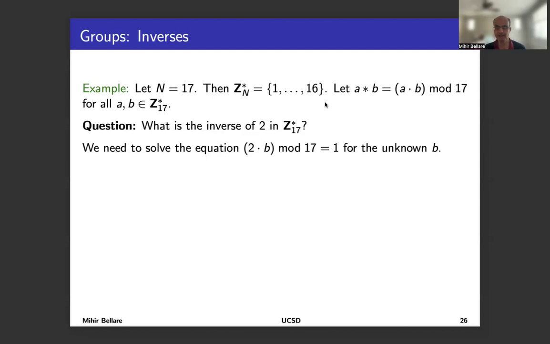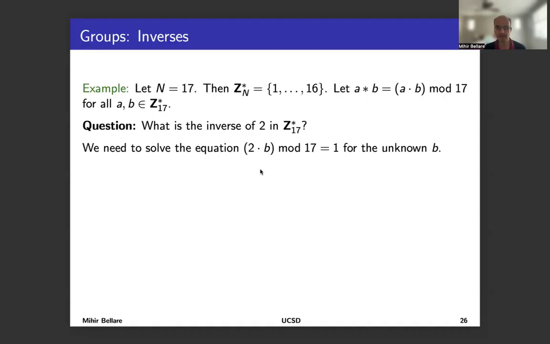Now let's look at our multiplicative group operation. A star B is the product of A and B mod 17. And I'm not this time going to write down the whole table. I want you to just determine straight away what is the inverse of 2. 2 is in this set. It should have an inverse. How do we approach that?